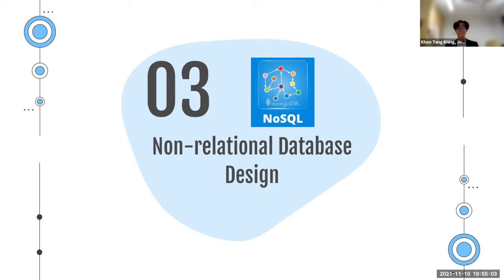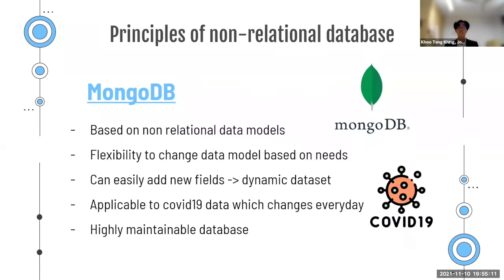Moving on, databases can exist in many forms, each with their own benefits. Allow me to elaborate more on our non-relational database design. For a non-relational database, we use MongoDB, which can store a humongous amount of data in a non-tabular form. Such a database is document-oriented. Unlike rigid schema structures like MySQL, MongoDB allows users to have the flexibility to alter their data model based on their business needs. One can easily add new fields to the collections, making the NoSQL dynamic. This is highly applicable to storing COVID-19 data, where the data changes every day.